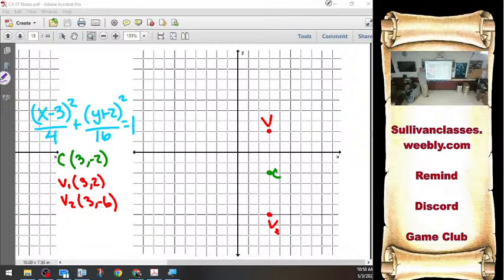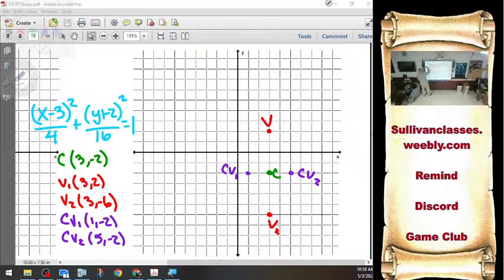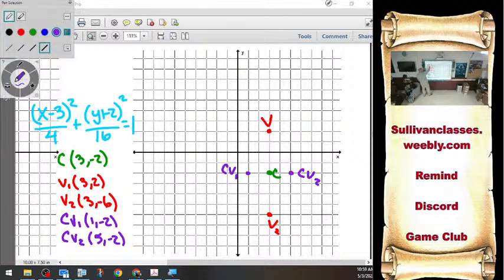B squared is 4. B is 2. So I'm going 2 in both directions. I'm going 2 this way for a co-vertex. I'm going 2 in this direction for a co-vertex. Say my co-vertex 1 is 2 back from this at 1, -2. Co-vertex 2 is 2 to the right of that, so 5, -2. I now have enough information to draw my potato.